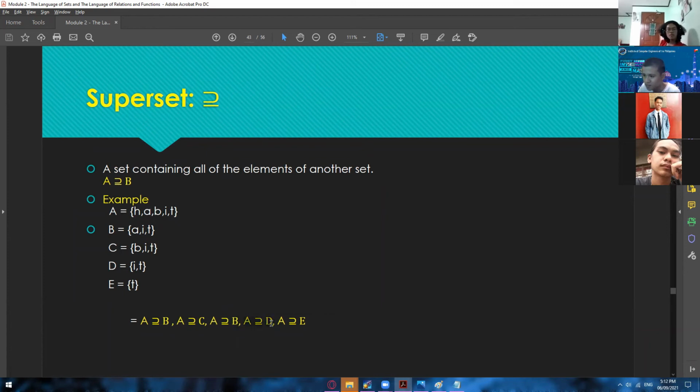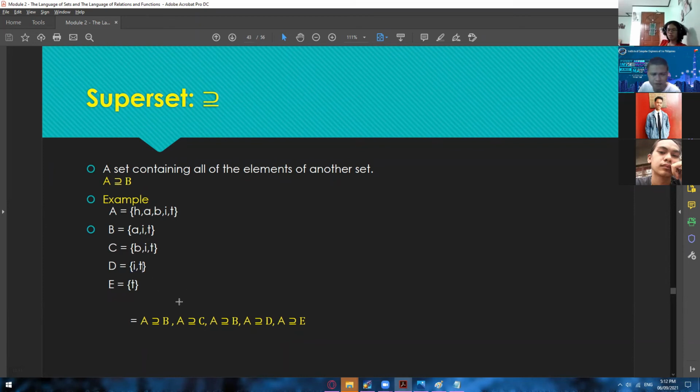And then A is a superset of D because all of the elements of D can be found on superset A. And then A is a superset of E is also true because all of the elements of E can be found on superset A. Or you can also add D is the superset of E, since all of the elements of E can be found on superset D.